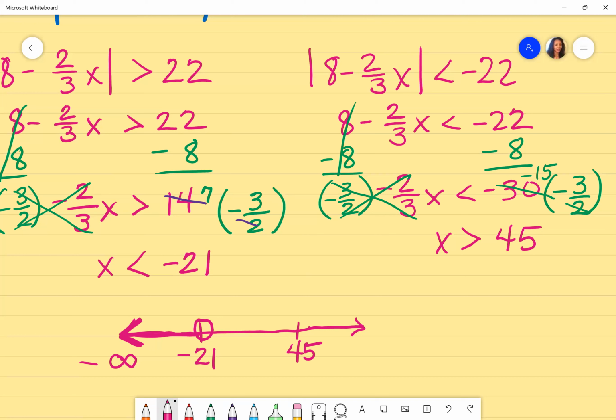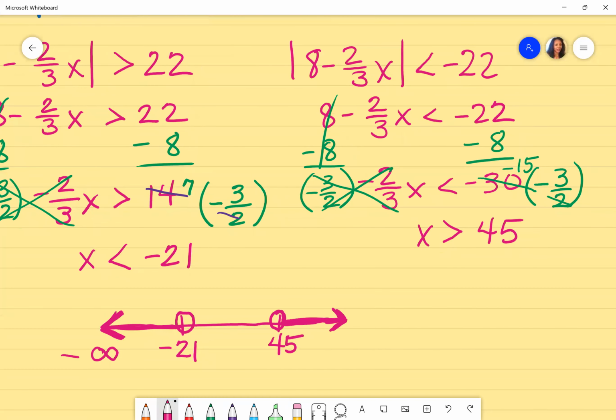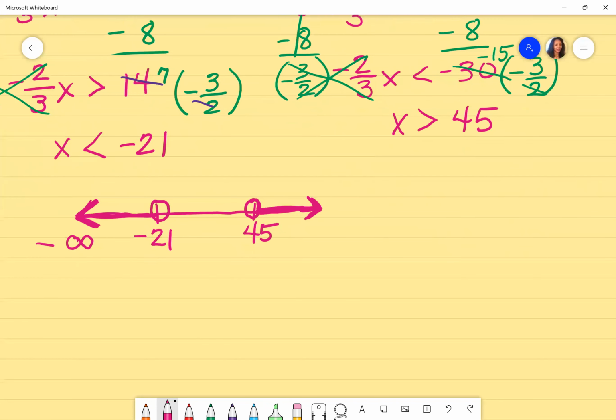So I'm going to shade in everything to the right of 45 because all of those values can represent my X. I also notice this does not have an equal sign. So it's just simply greater than, not greater than or equal to, which means at 45, I have an open circle. Again, I want my actual answer to be in interval notation form.